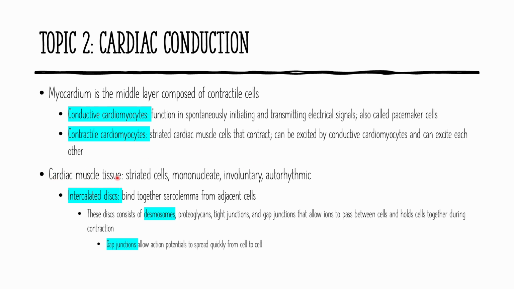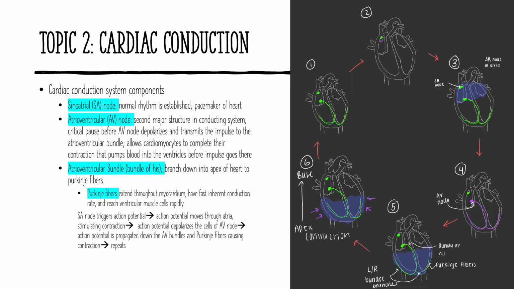Cardiac muscle tissue is striated, mononucleate, involuntary, and autorhythmic. It has intercalated discs, which bind together the sarcolemmas of adjacent cells. And these specific discs consist of desmosomes, proteoglycans, tight junctions, and gap junctions, which all allow ions to pass between the cells and hold the cells together during contraction. The gap junctions are actually also going to allow action potentials to spread very quickly from cell to cell.